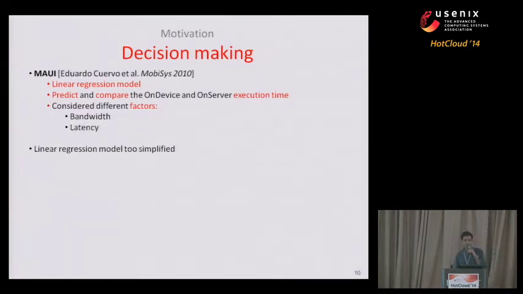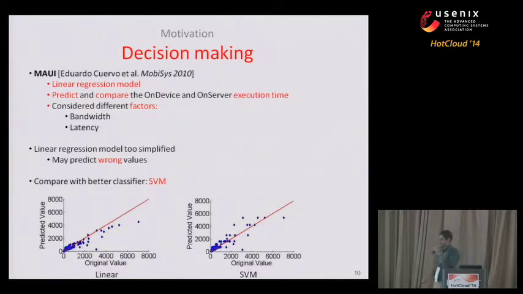But we argue that a linear regression model might be too simplified and it may predict some wrong values and some wrong offloading decisions. So to verify it, we have compared it with the SVM, support vector machine. And these two figures show the original value versus the predicted value for these two classifiers. The more accurate the classifier is, we can expect that the blue dots should follow the red straight line. But actually, though the figure is a little bit misleading, we have found that the root mean square error for the linear regression model is 3 or 4 times that of the SVM. And so is the offloading decision.